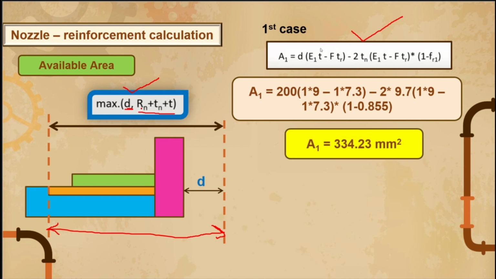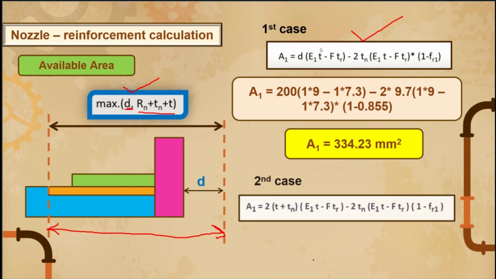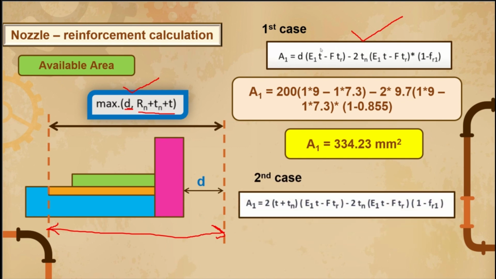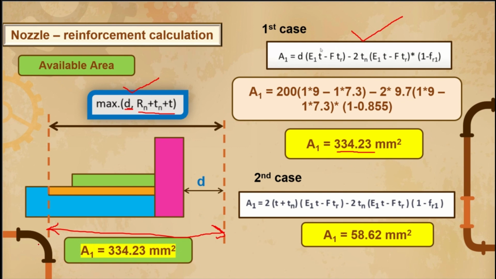So let's try to calculate for the second case as well. This is the formula given in the code for the second case. If you put all the values in this formula, you will get A1 as 58.62 mm square. We know that we need to consider the maximum of these both values. What is the maximum value here? That is 334.23 mm square. So finally, available area A1 is equal to 334.23 mm square.